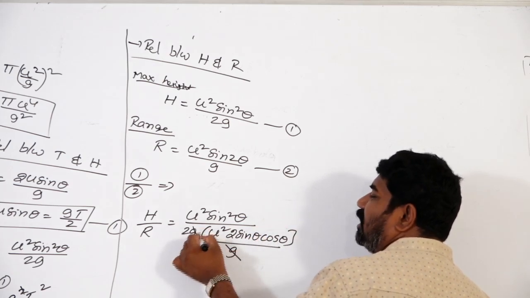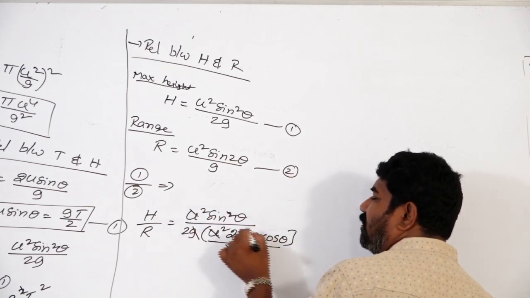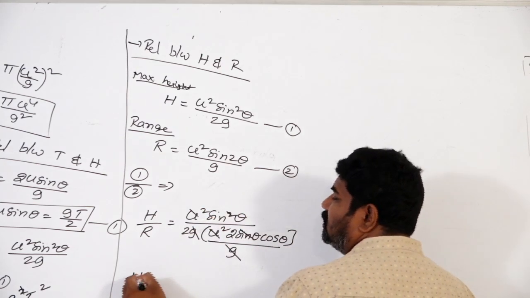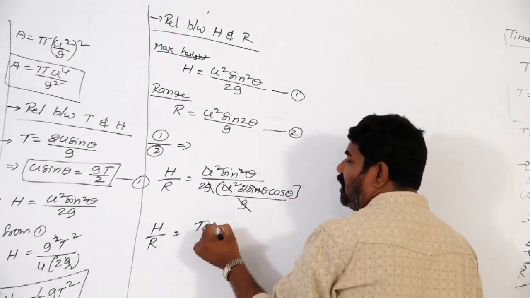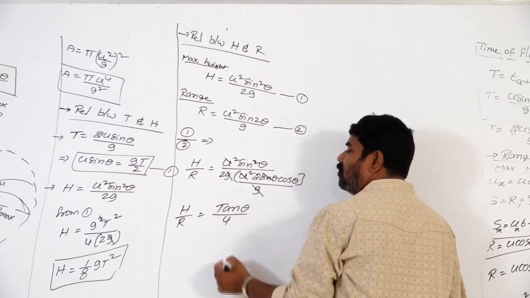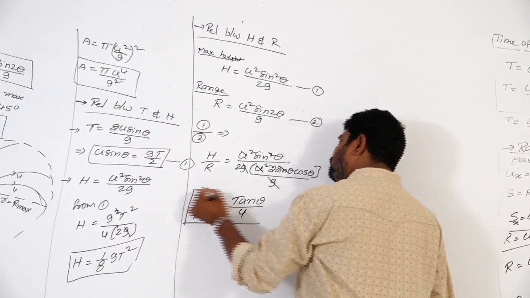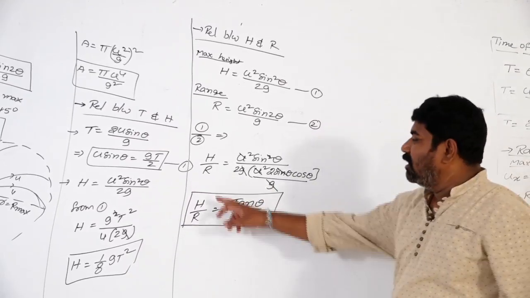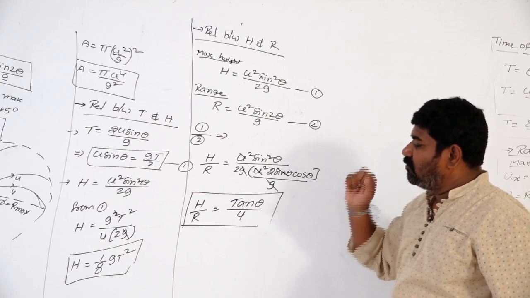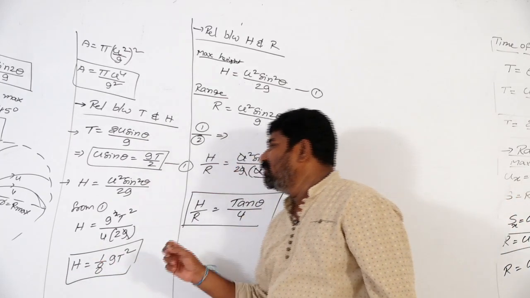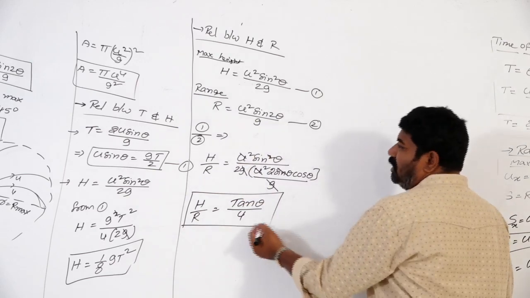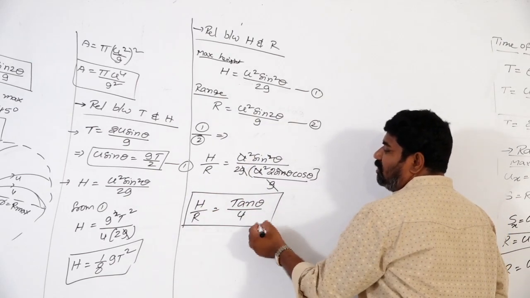Here g and g cancel, u square cancel, sin square and sin cancel. h by r is equal to sin theta by cos theta, which is nothing but tan theta by 4. So what is the relation between h and r? h by r is equal to tan theta by 4. What is the relation between h and t? That is nothing but h is 1 by 8 g t square. This is the formula.